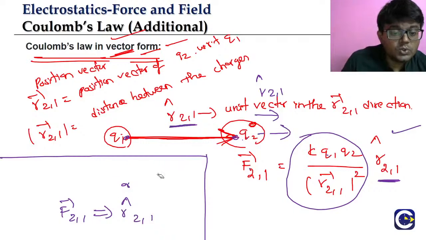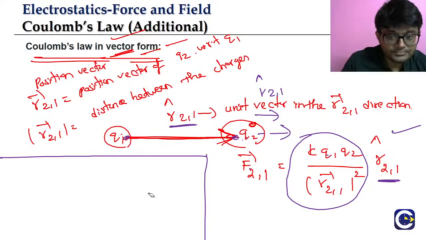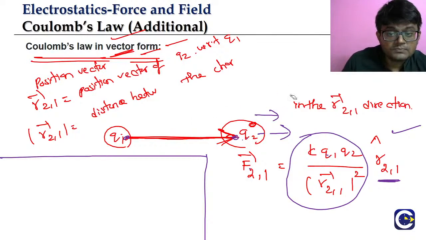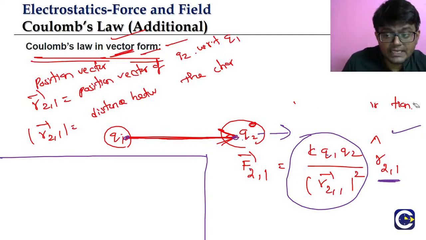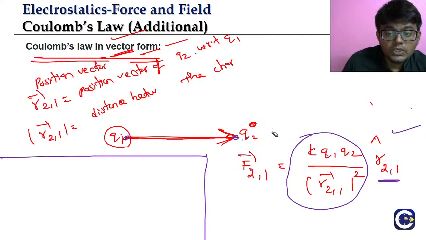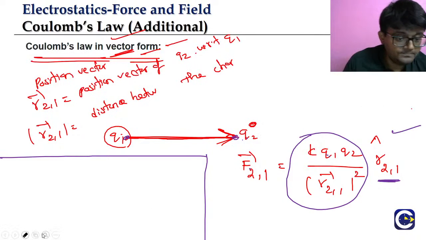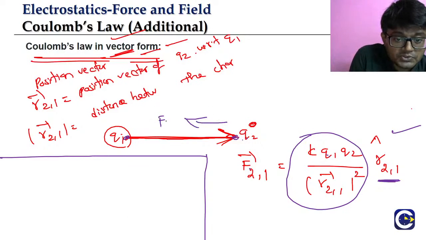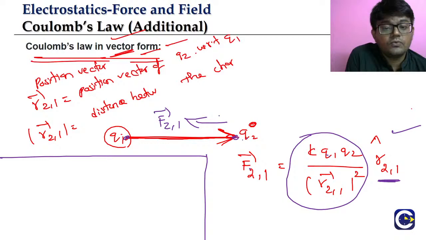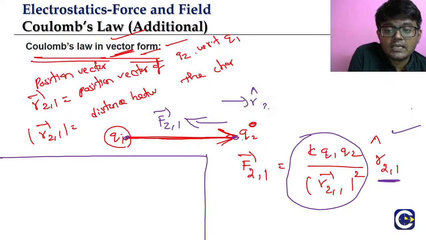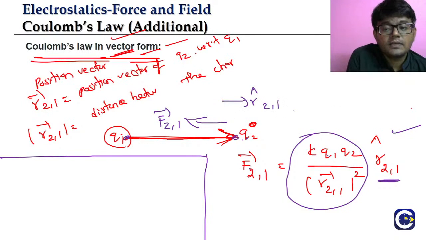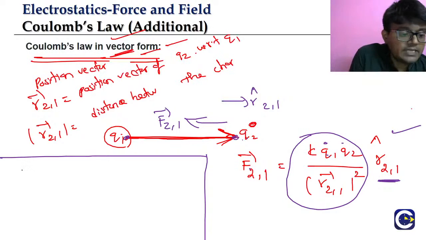Now, let us assume that q1 and q2 are of opposite nature. Okay? Then what happens? q1 and q2 will be attracting each other. Means q2 is going to be attracted by q1. q2 will be attracted by q1. This is the r cap direction. See, this is my second case.